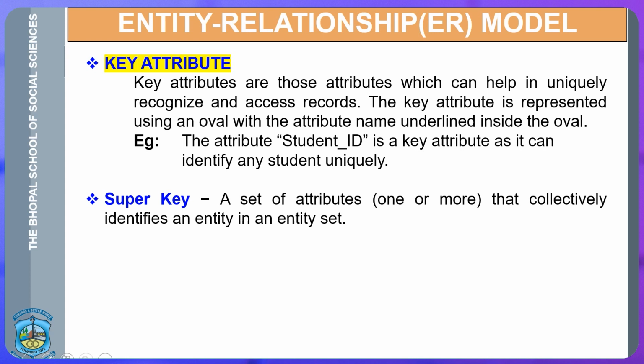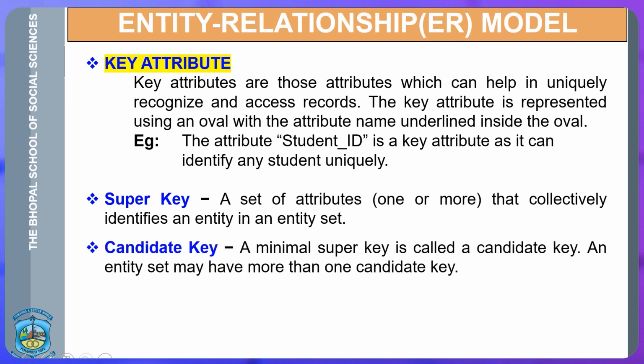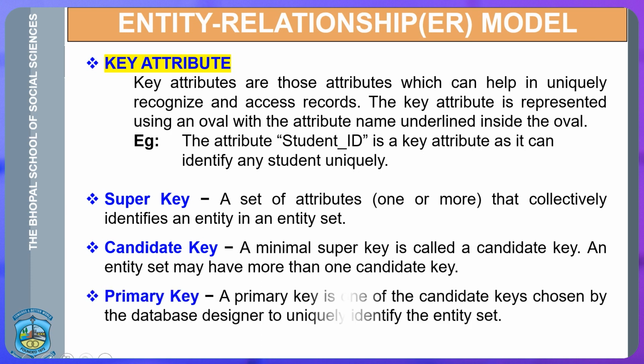First is a super key. A super key is a set of attributes, that means it can be a single attribute or more than one attribute, which collectively are used to identify an entity in an entity set. Candidate key: a minimal super key is called a candidate key, and an entity set may have more than one candidate key. These are the probable keys that you can pick to set as a key attribute for differentiating among records.